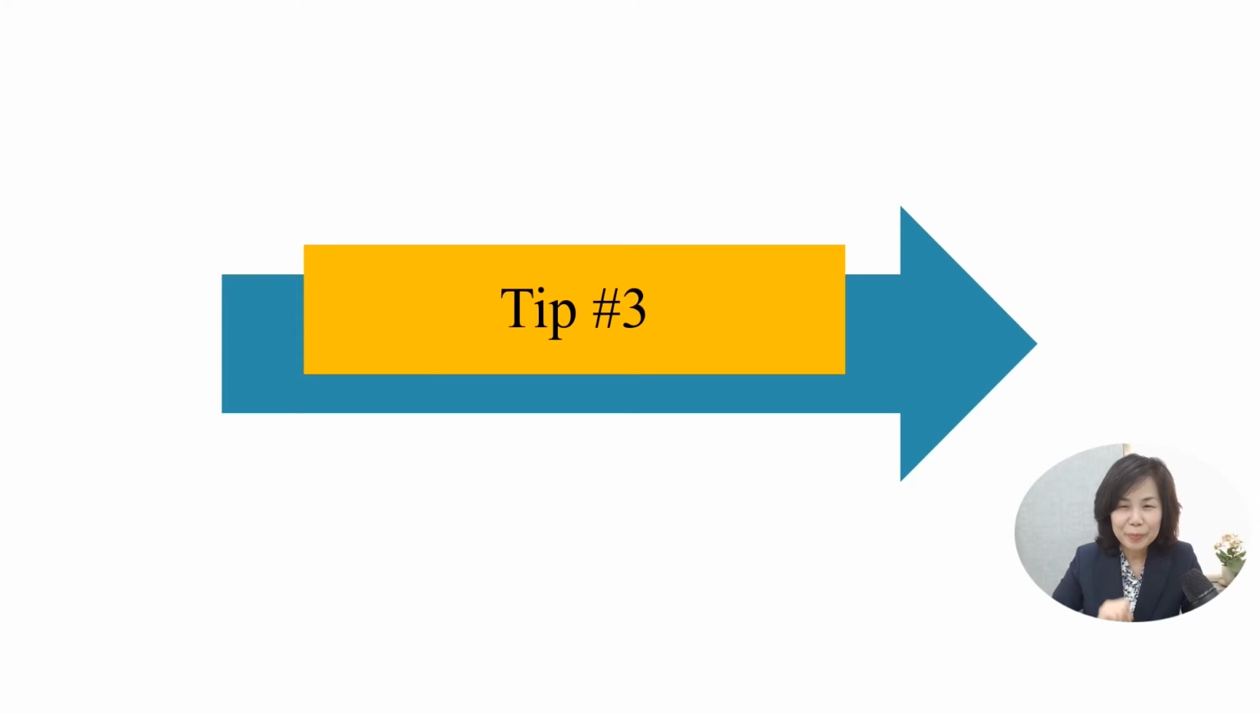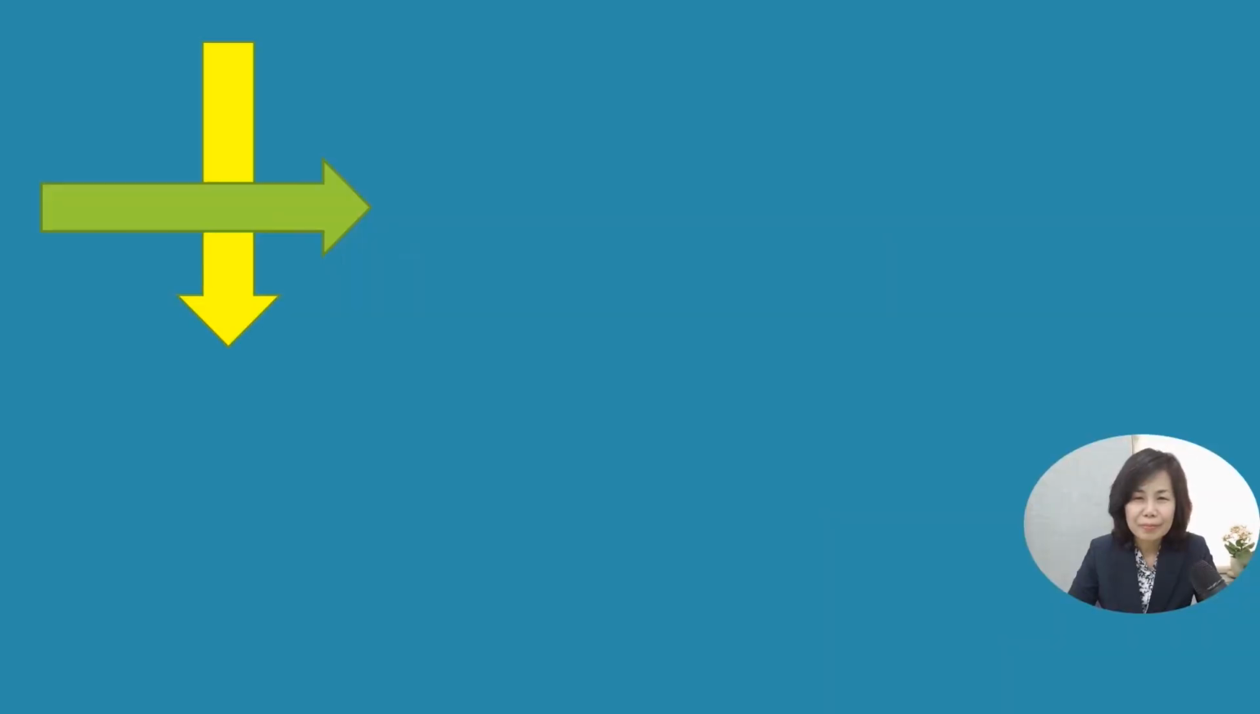The third tip. I have a quick question. How do you feel when I write A like this, ignoring the order? Maybe uncomfortable. Yes, right. And also, there is a fixed way to write down Korean letters. The main rule is left to right and top to down. It's the same as in English.